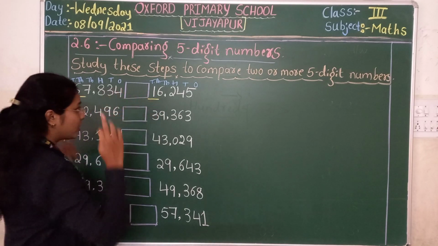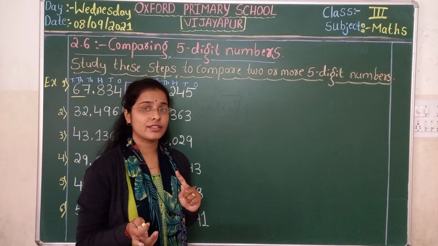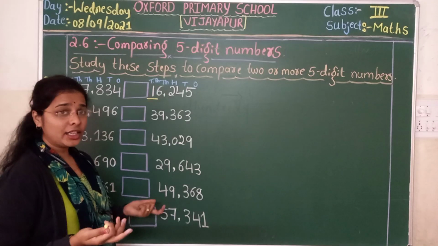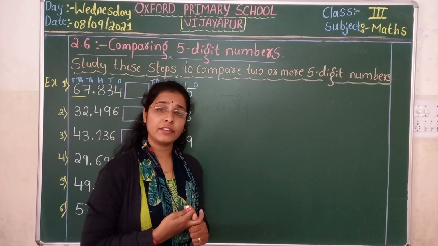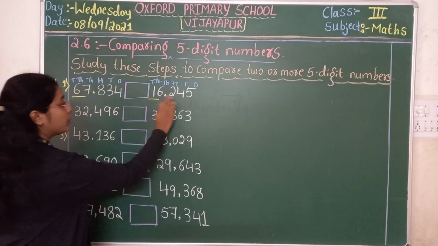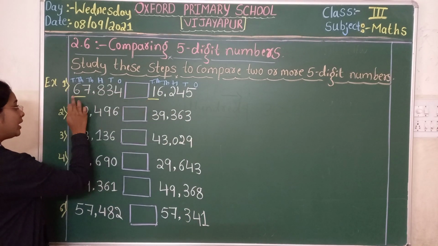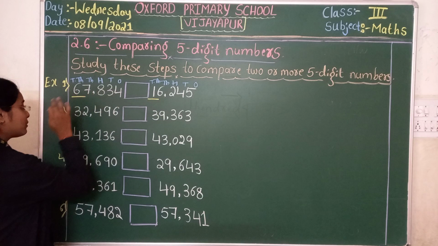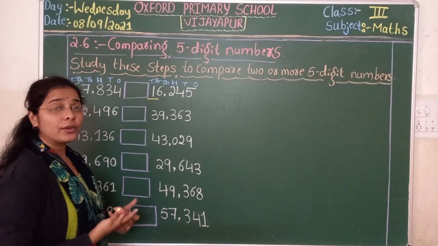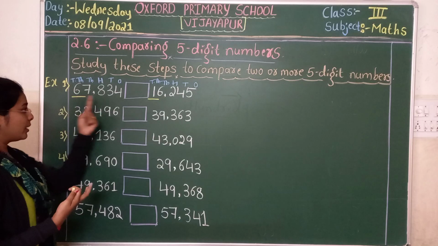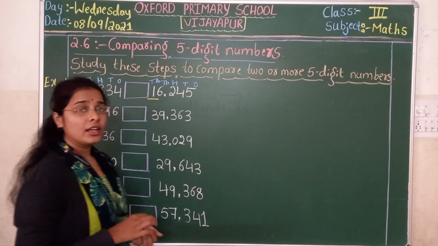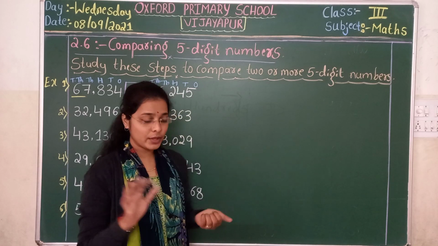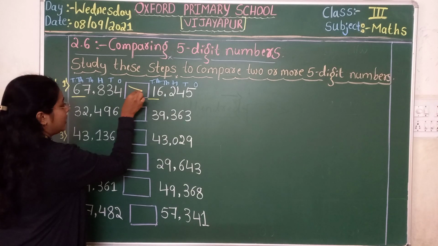Here in the place of 10,000 we have different digits, 6 and 1. Now we can easily identify which is the bigger or smaller number. Don't bother about the remaining digits. If we have different digits in the 10,000 place, we just have to see the 10,000 place. Is 6 bigger or 1 bigger? Number 6 is bigger. So the sign is inserted like this.